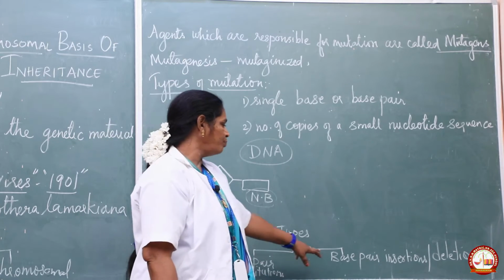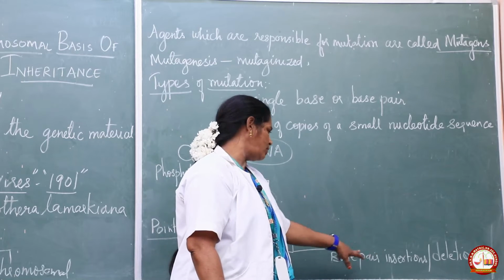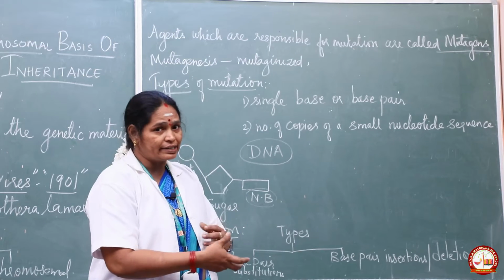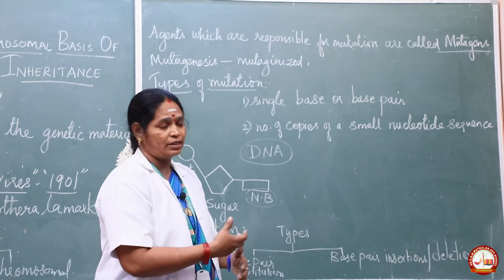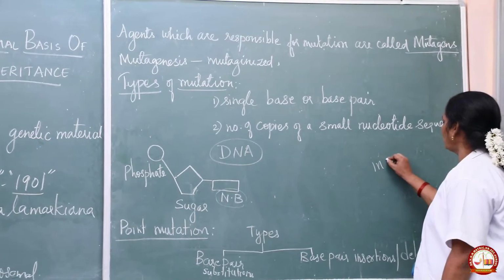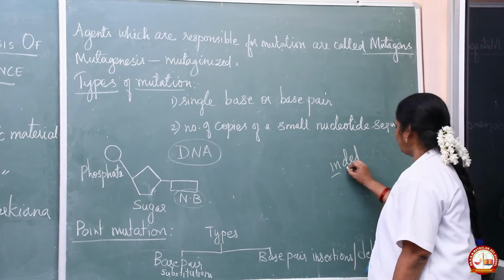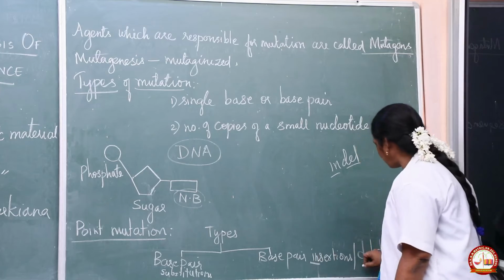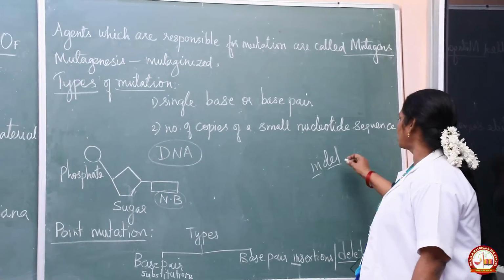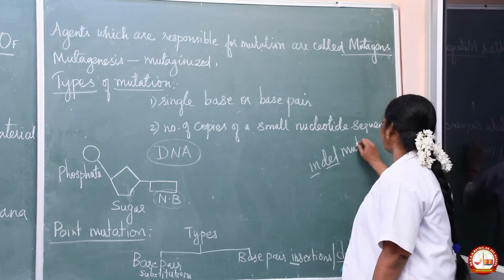The second type is base pair insertion or deletion, where a base pair may be deleted or inserted. It may produce some other protein. What do we call it? Indel mutation. Indel: the first two letters of insertion and the first three letters of deletion are included, and it is considered an indel mutation.